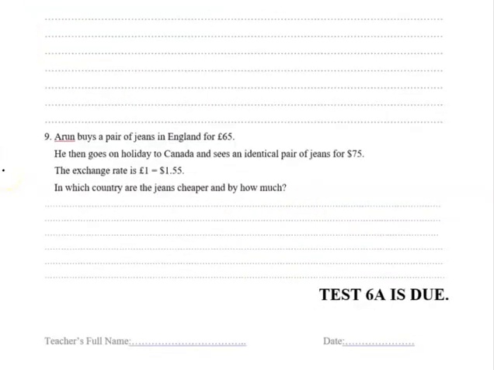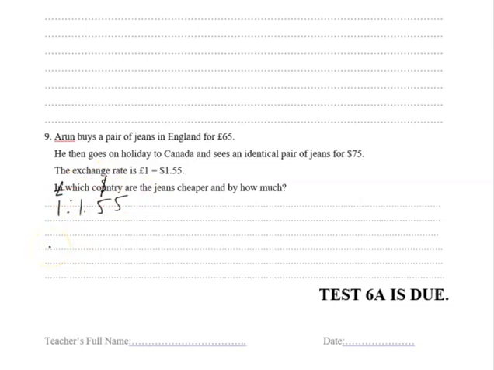Aaron buys a pair of jeans in England for £65. He then goes on holiday to Canada and sees an identical pair of jeans for $75. Now the exchange rate is 1 ratio 1.55 for pounds and dollars.